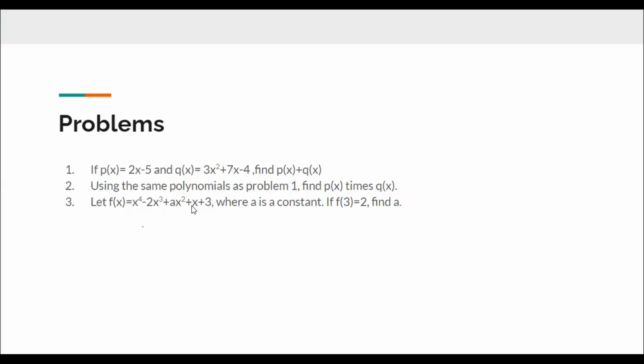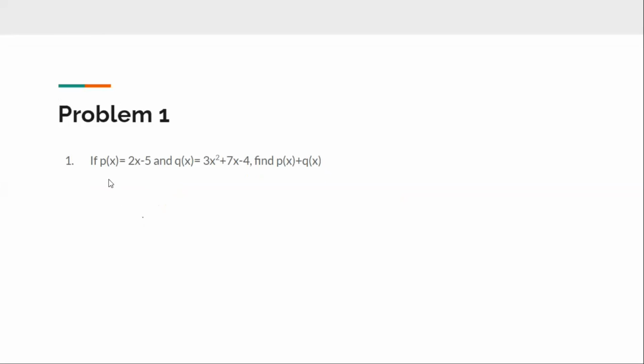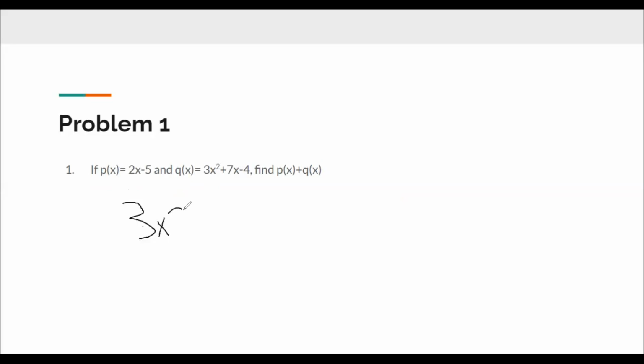Okay, let's discuss them. First problem is if p of x is equal to 2x minus 5, q of x is equal to 3x squared plus 7x minus 4, find p of x plus q of x. You can simply sum the terms, so it's going to become 3x squared and then plus 9x minus 9. I don't think I need to explain how I got this, but it's pretty simple to understand. Just sum the like terms, combine the coefficients in the case if they're like terms, have similar powers.